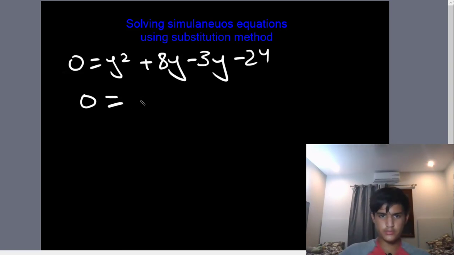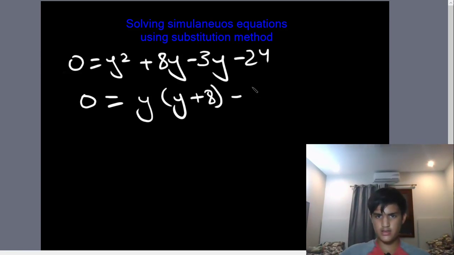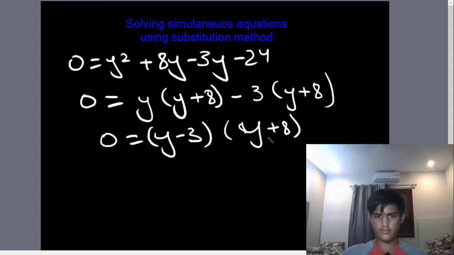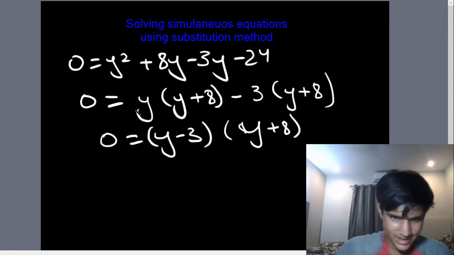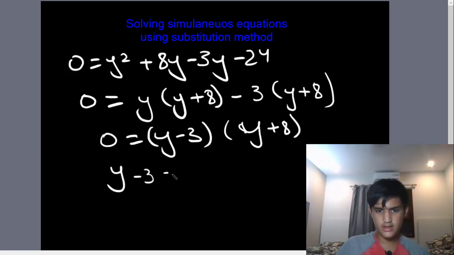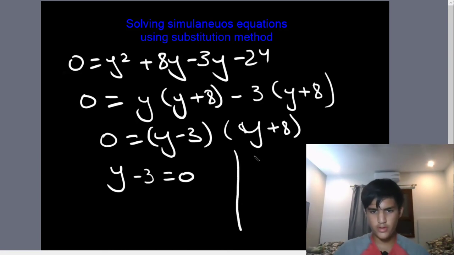0 is equal to y common, y plus 8, and minus 3 common, so y plus 8. We have 0 is equal to y minus 3 and y plus 8. So y minus 3 is equal to 0. We're forming two separate equations. Let's move on to the next page.